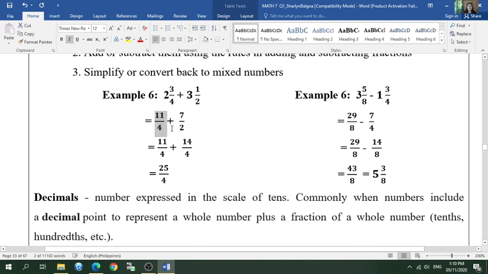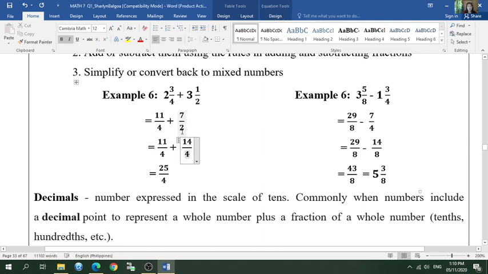So ano yung LCD ng 4 at saka ng 2? Ano nga ba yung common multiple ng 2 at saka 4? 2, 4, 6. Yung 4 naman, 4, 8. Ang lowest nila, least common denominator is 4. So magiging 4 and then 4. 4 divided by 4 is 1 times 11 is 11. Dito naman, 4 divided by 2 is 2 times 7 is 14. That's why we have 11 plus 14 is 25 over 4.